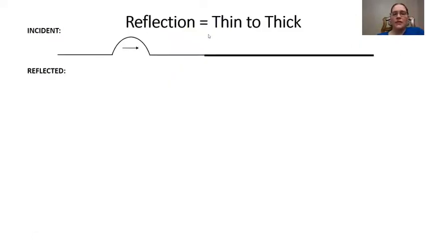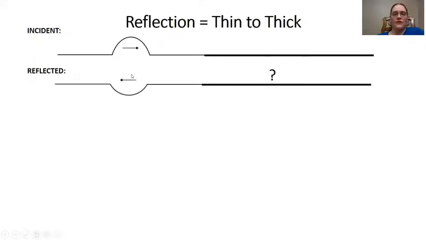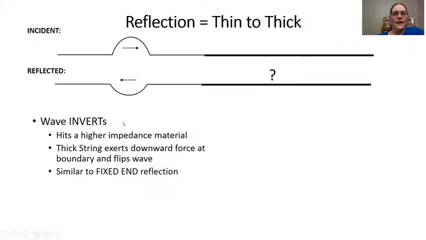Now, what about if we do a thin to a thick rope? What's going to happen here is that the wave is going to transmit some energy into that thicker rope, but we are not going to talk about that in this video. We're just going to talk about what's staying in that thin rope. And if you think about it here, this is kind of like fixed end reflection, where you're going from low impedance to high impedance. And in fixed end reflection, we saw the wave flip over. That's exactly what you would see here. The wave will flip over. It's exerting that downward force, making it flip.